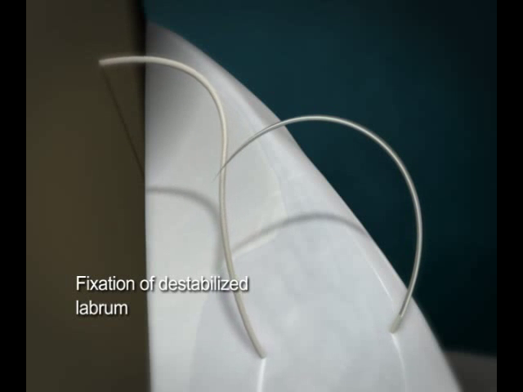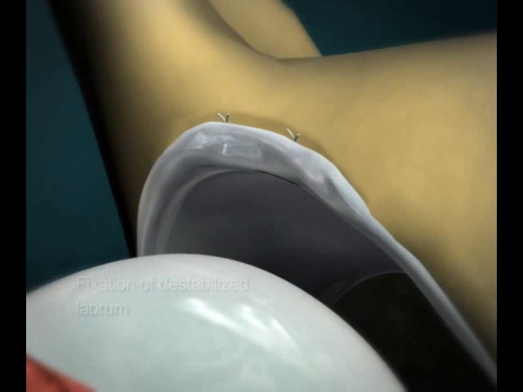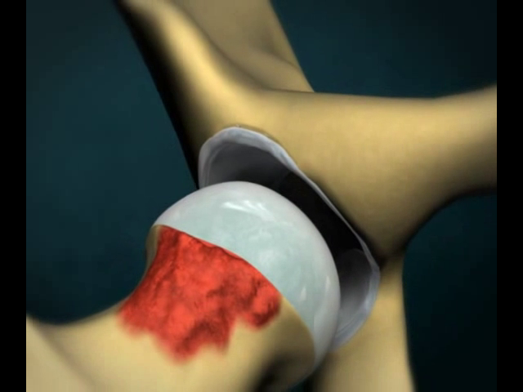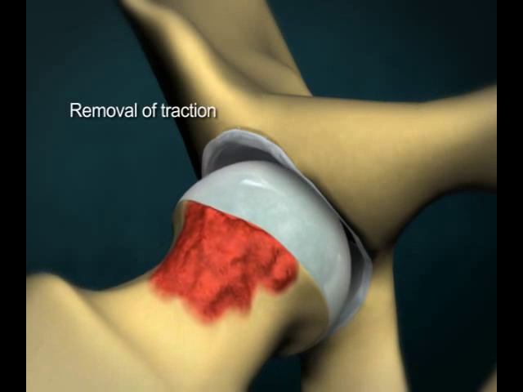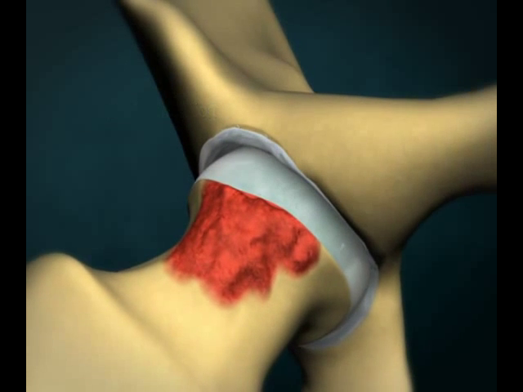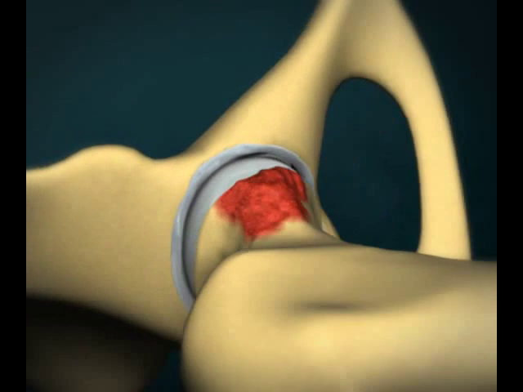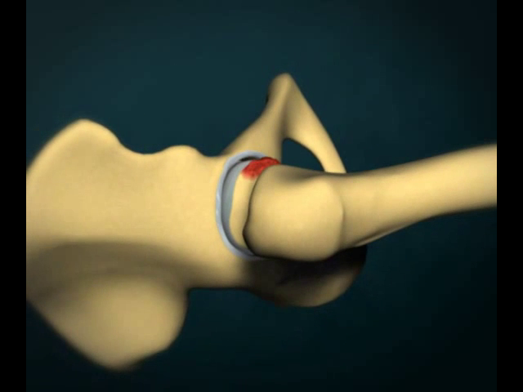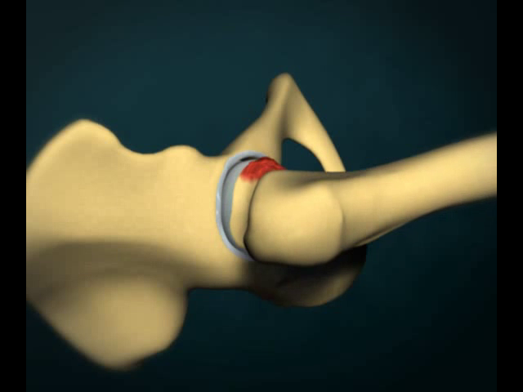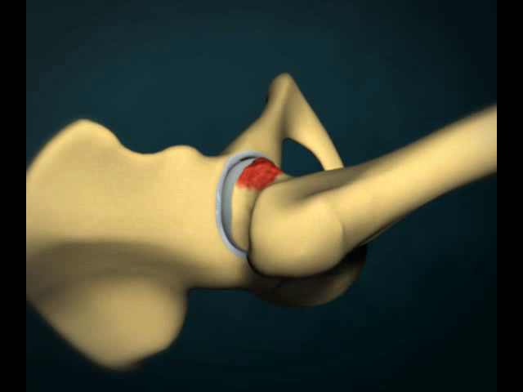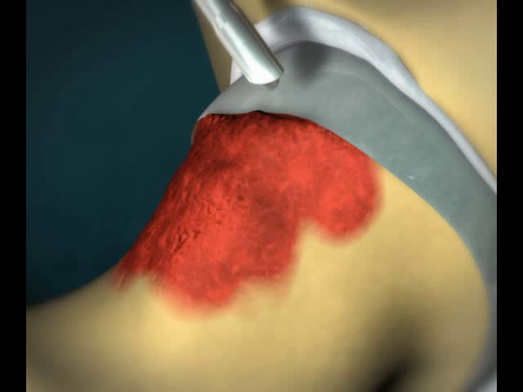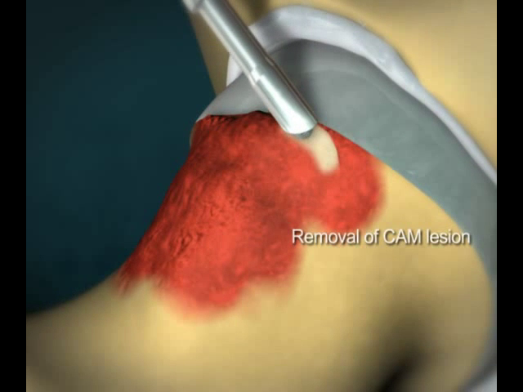After the labrum is refixed, the traction is released and the femoral head is brought back into the acetabulum. The hip is flexed to approximately 30 degrees. This relaxes the capsule and helps to fully visualize the cam lesion in the periphery of the joint. The cam lesion is removed from the femur.